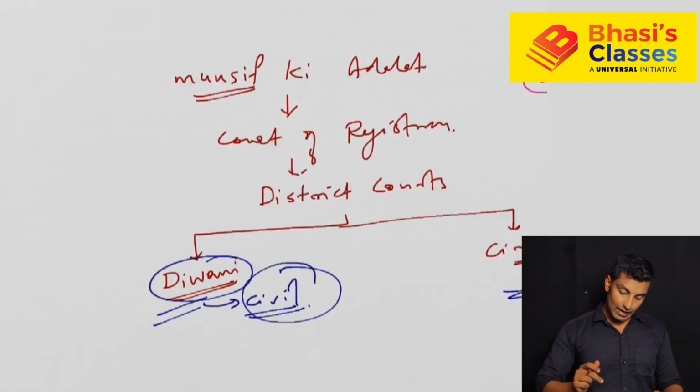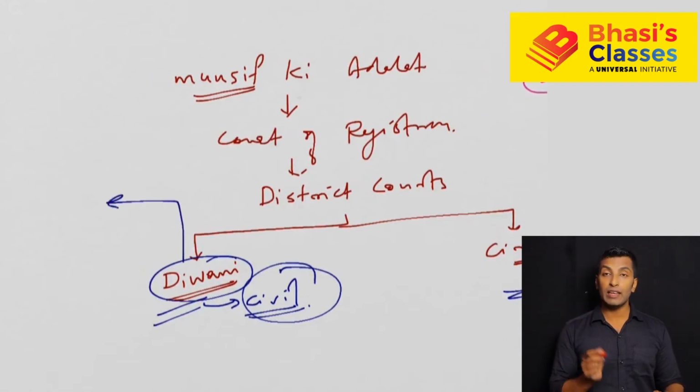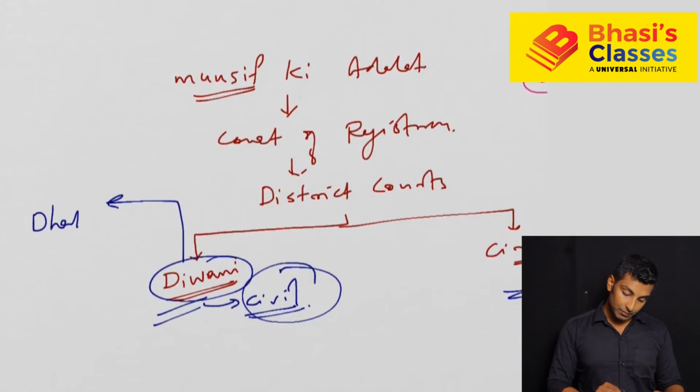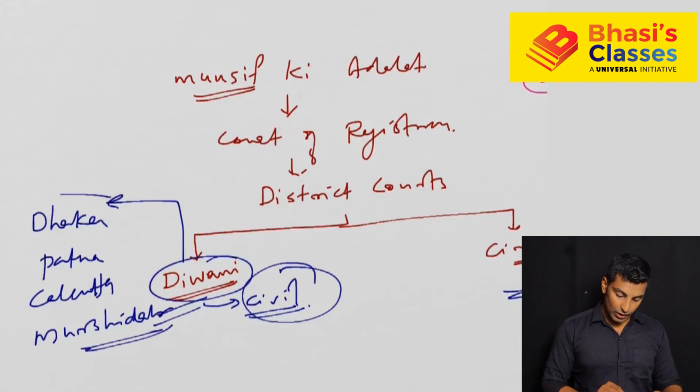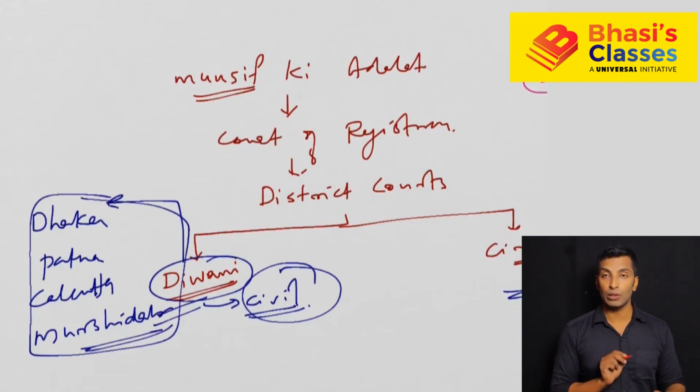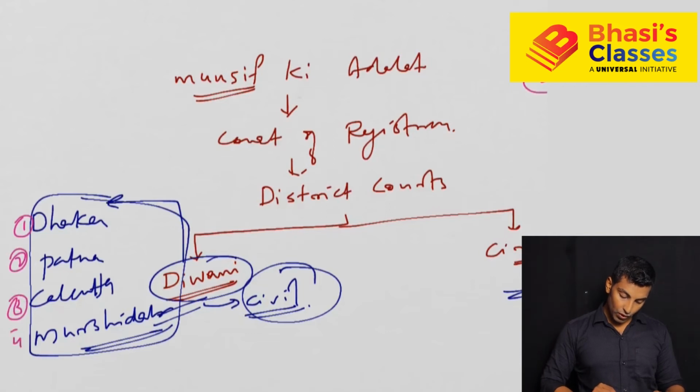Now Lord Cornwallis established 4 Diwani courts. That can be a question in prelims. 4 Diwani courts were established at Dhaka, Patna, Calcutta and Murshidabad. You can get a prelims question from this also. Which among the following were the Diwani courts established by Lord Cornwallis? And you'll get options like 1, 2, 3, 4 like this.